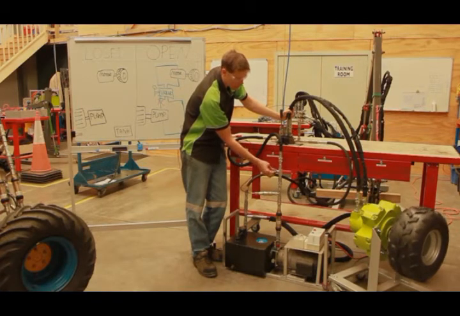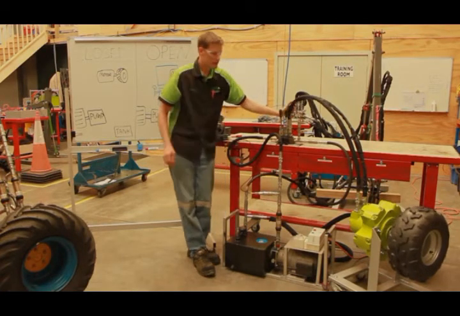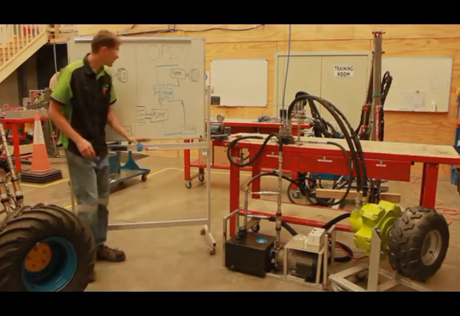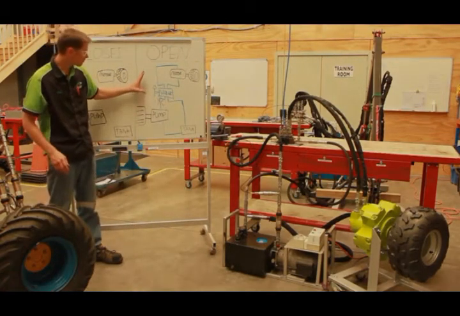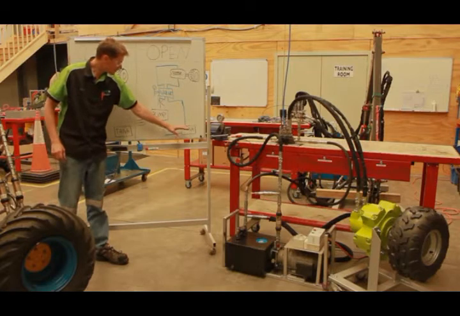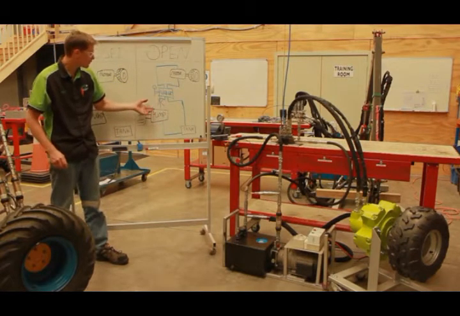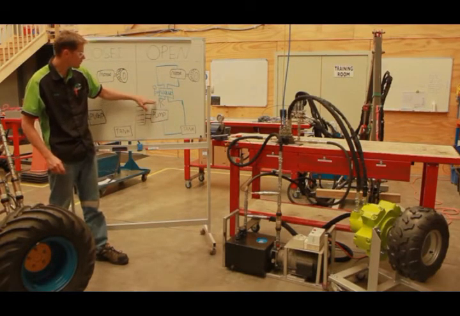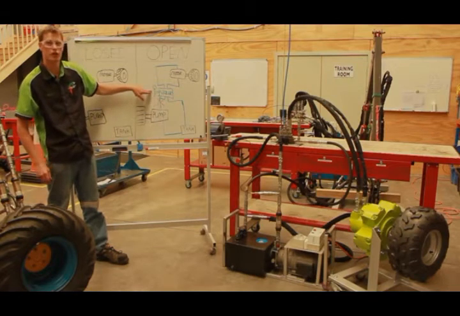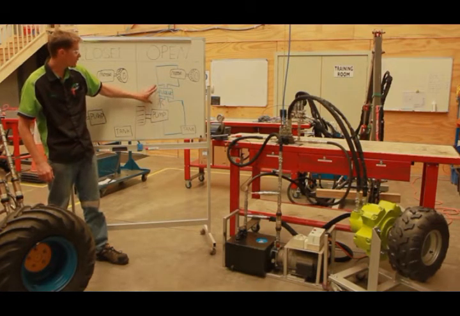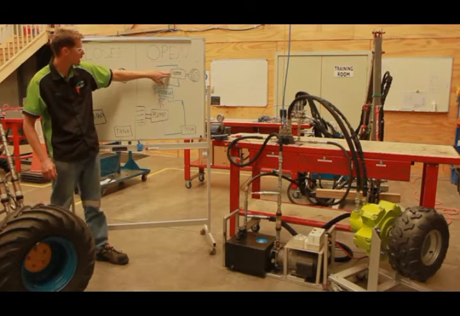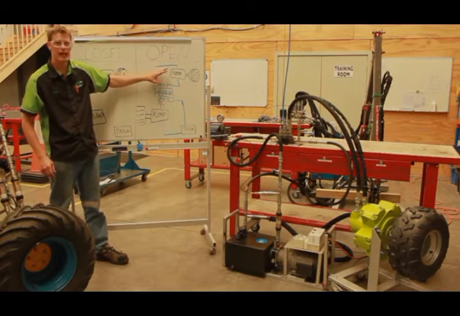So in the basics of an open loop system, I have a tank from which I draw oil into a pump. I push it off into a system which goes to flow controls and directional controls. Those flow controls and directional controls determine how fast and in what direction the actuators will move. In this case, a motor will spin. And that's how I achieve open loop control.